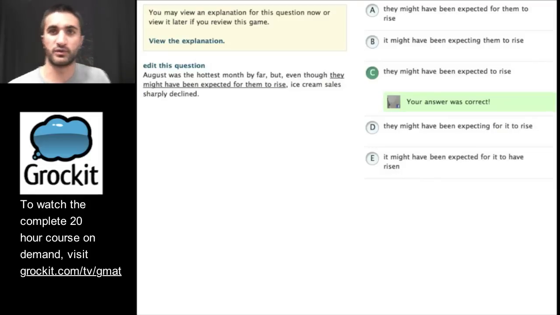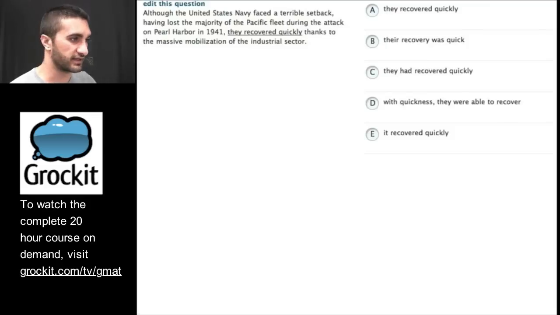So in this situation, first we saw a noun-verb agreement issue. This was a pronoun agreement issue. Let's take a look at another example. So go ahead and read this sentence to yourself real quickly.